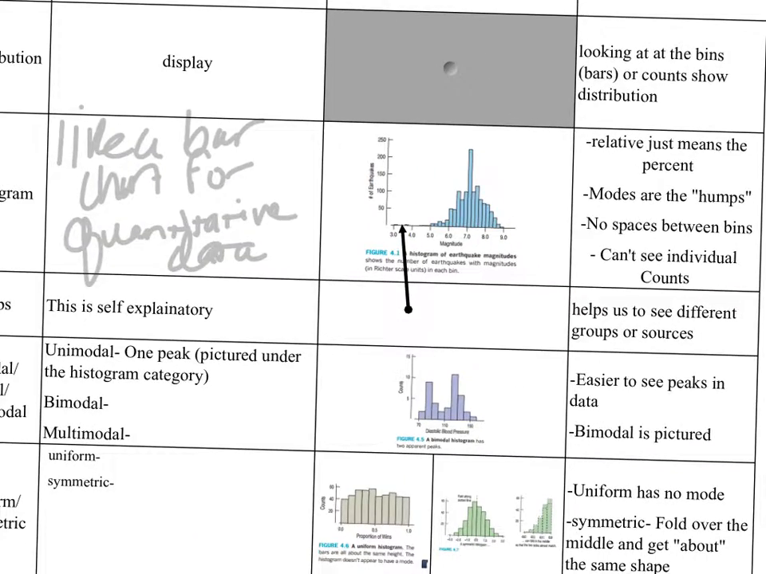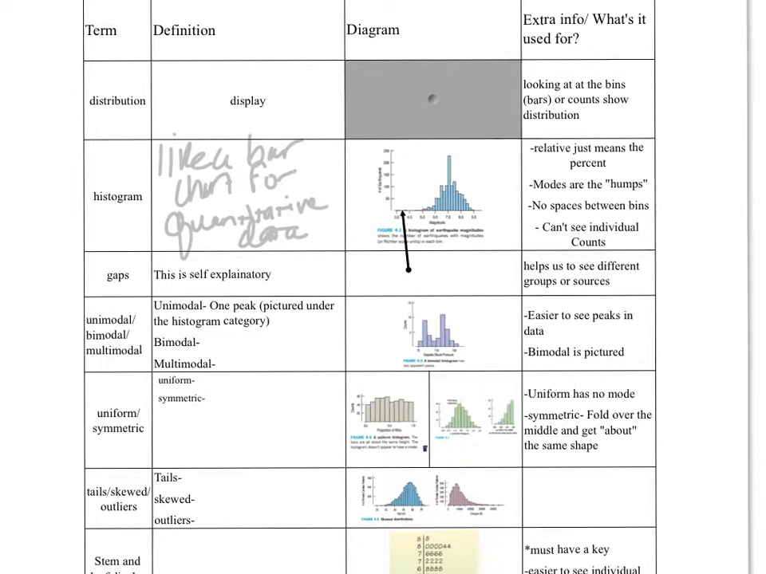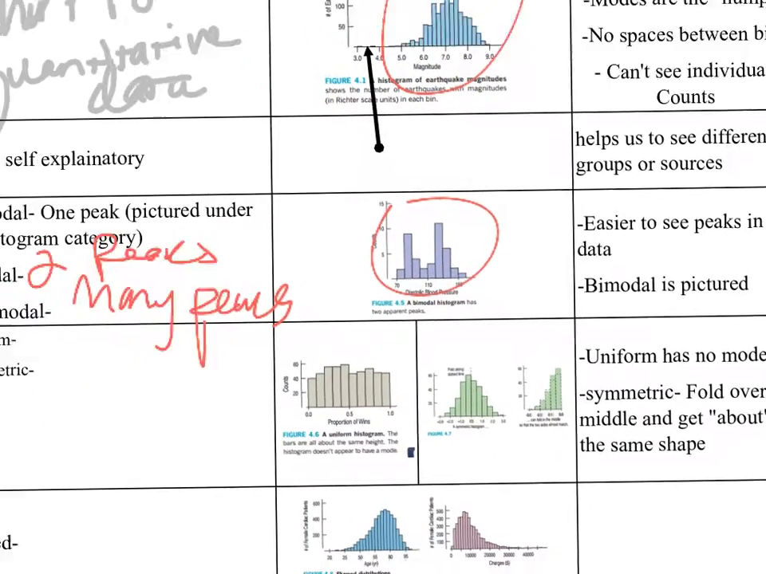It helps us to see different groups or sources. Unimodal, bimodal, and multimodal, you're going to be using that language a lot. So unimodal has one peak. It's literally like this would be considered unimodal. Bimodal has 2 peaks. And then multimodal has many peaks. So this would be an example of bimodal because there's 2 peaks going on. You can see that. That's talking about blood pressure. It's easier to see peaks in data when you look at that.